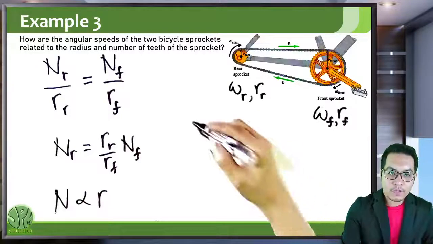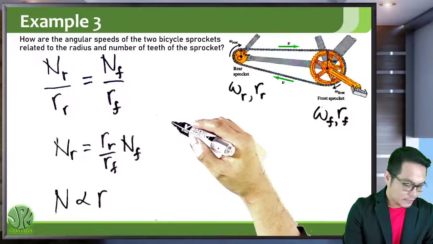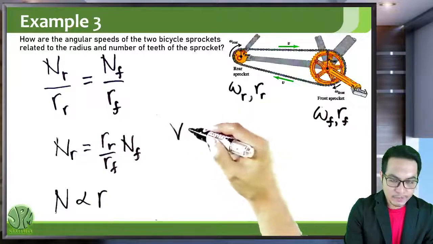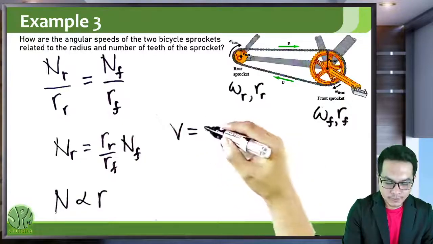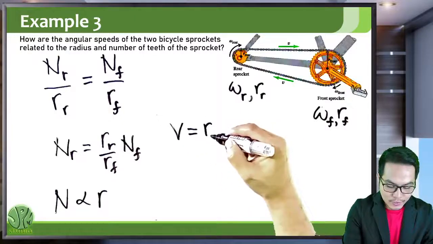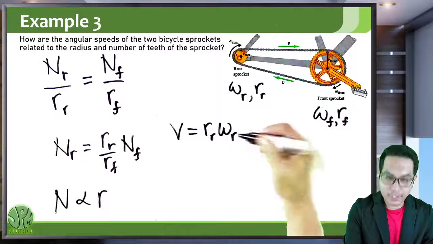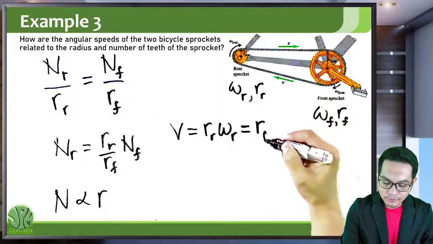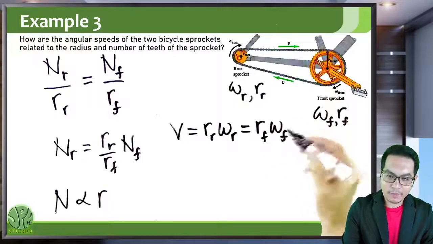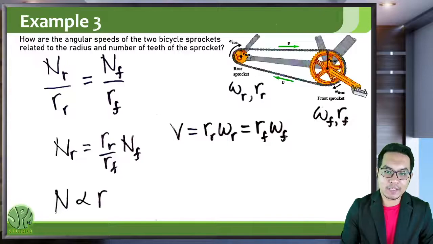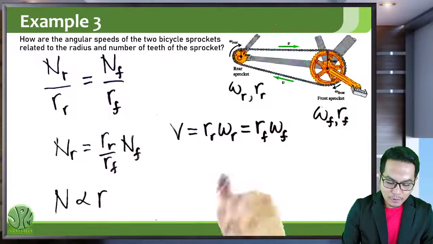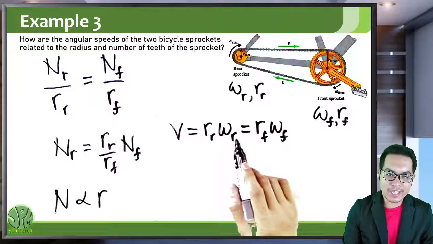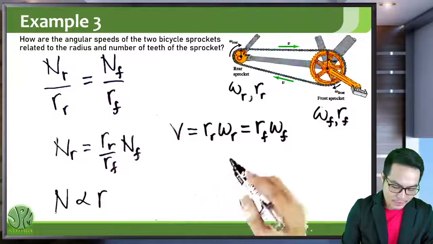So how about the angular velocity? They have the same linear velocity v. For the rear, this is equal to the radius of the rear times the angular velocity of the rear. But this is also equivalent to the radius of the front times the angular velocity of the front because they have the same linear velocity v. So we can now have the relationship between the radius and the angular velocity.